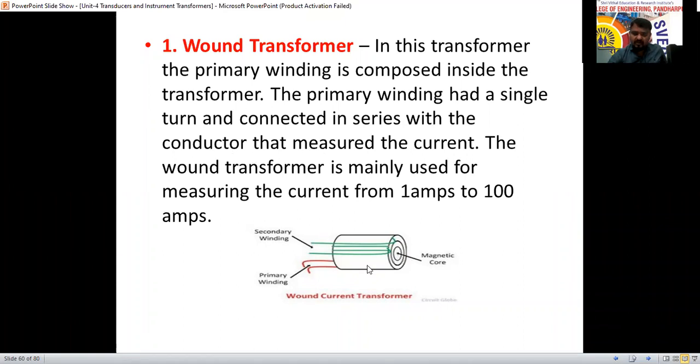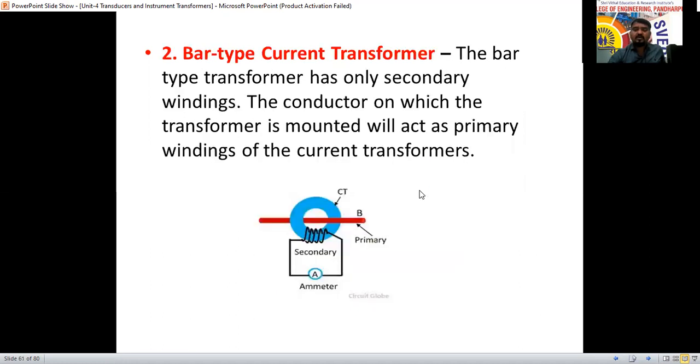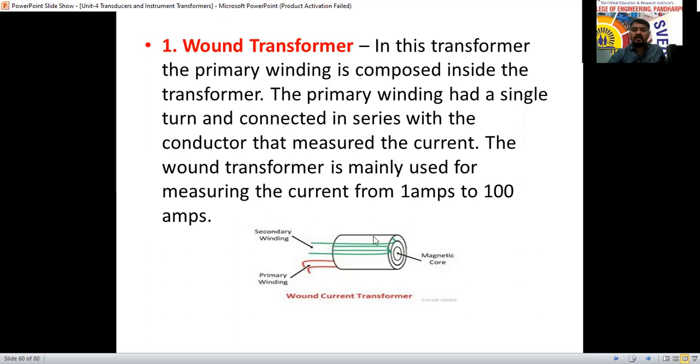Only one conductor we are using here. Inside the primary we have provided two terminals to connect to the power line, one here and another one here. The current will flow like this through the conductor that is being measured. The wound transformer is mainly used for measuring currents from 1 ampere to 100 amperes.